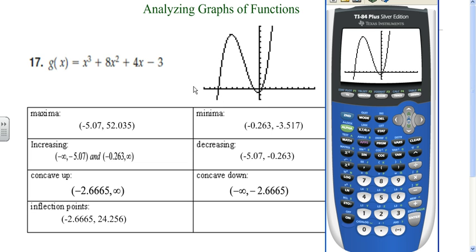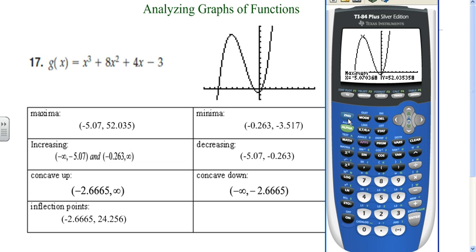So first of all, we want to look at finding the maximum and minimum. And a reminder, for finding the maximum and minimum, we go to second trace on our calculator. And if we're going to find the maximum first, we'll choose number 4. And to do that, we have to find our boundaries first. So we need to make sure that we go to the left of our maximum, hit enter there, and then move to the right of the maximum. Hit enter, and then we will just hit enter for our guess, and it will give us the maximum value, which we see here is at negative 5.07 and a y value of 52.035.